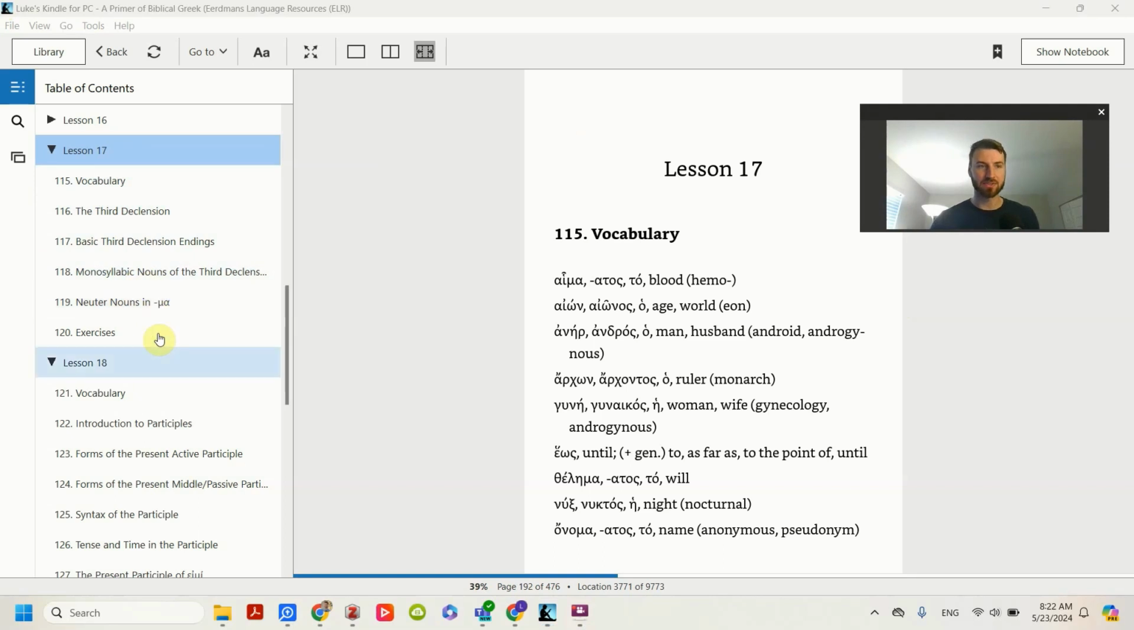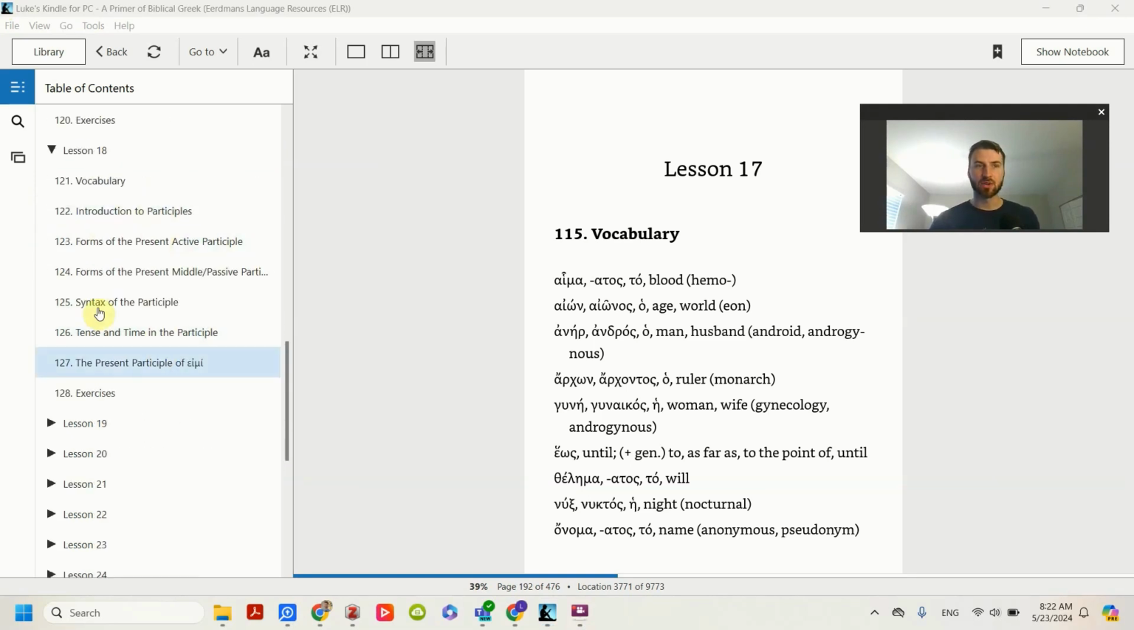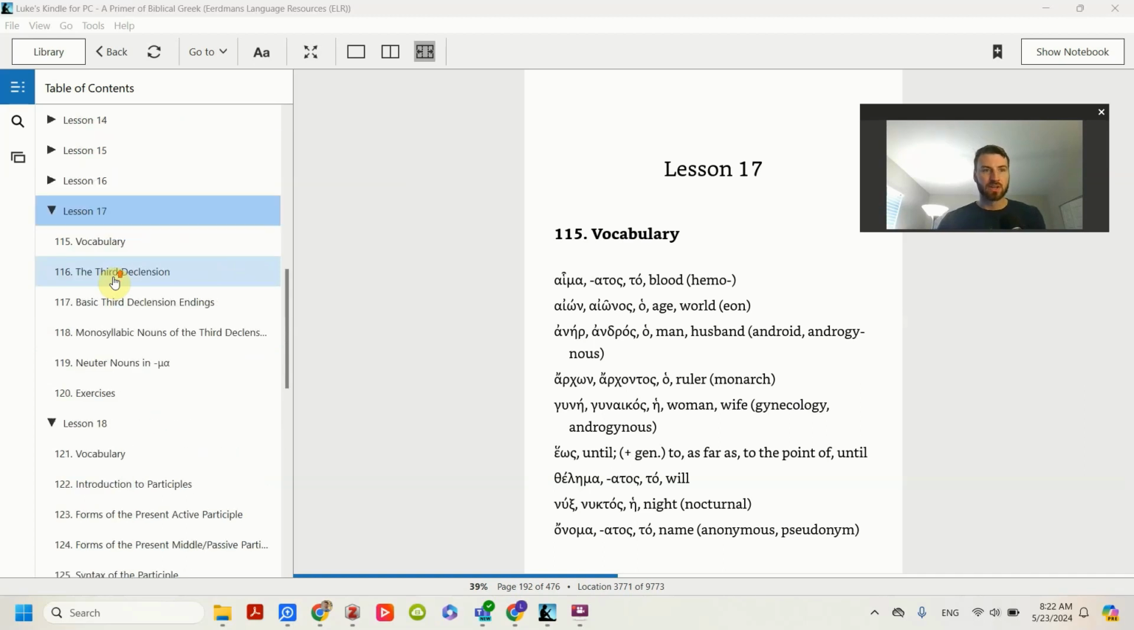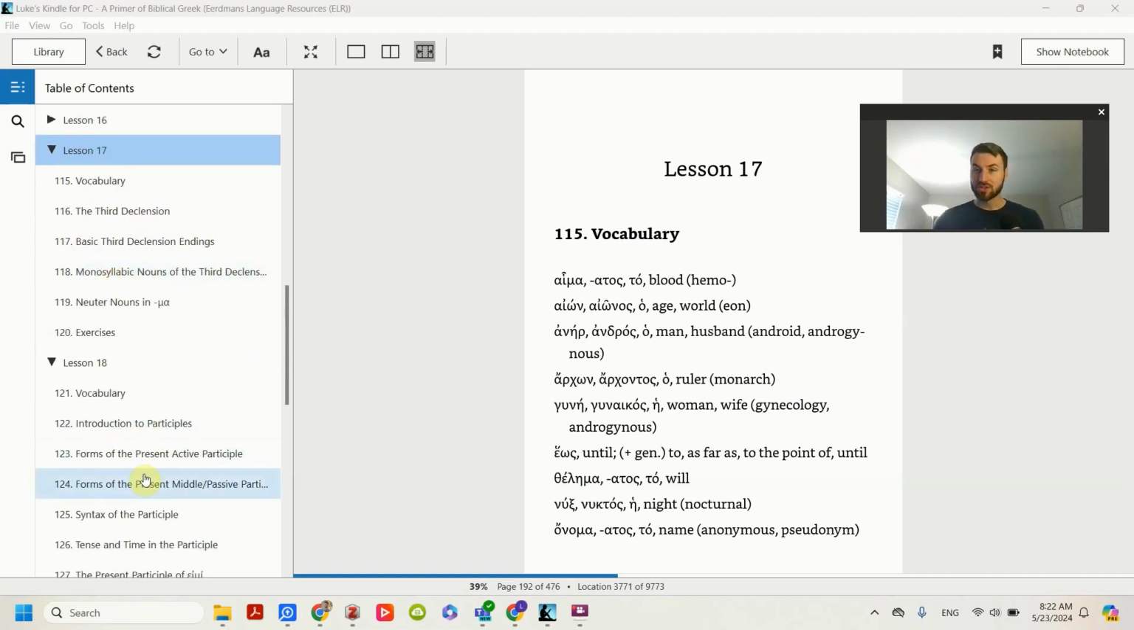is about nouns, and then 18 is going to go into participles, which are verbal adjectives. They have both verb and adjectival aspects to them, or noun aspects to them. So the reason is that many participles take third declension endings. So that's why we're introducing third declension now in lesson 17. It will now benefit you as you go on to participles, lesson 18 and after that. And there are many nouns in third declension as well.